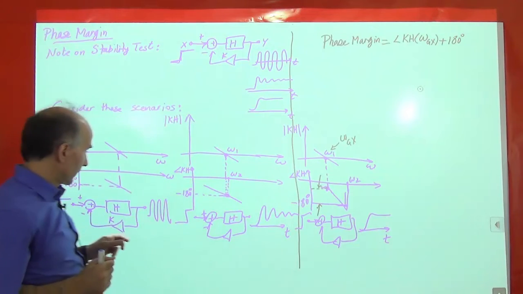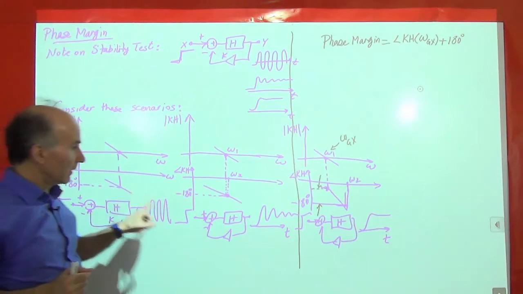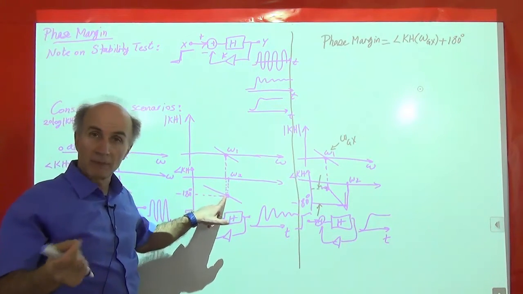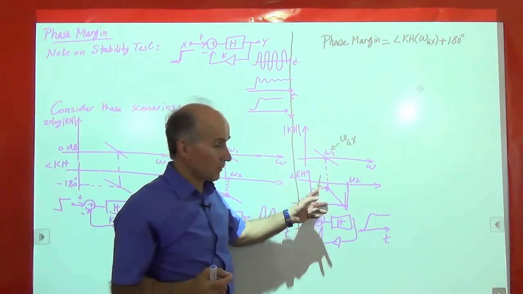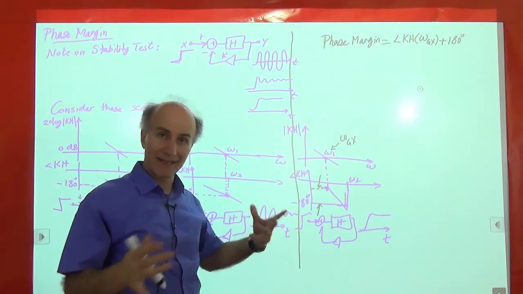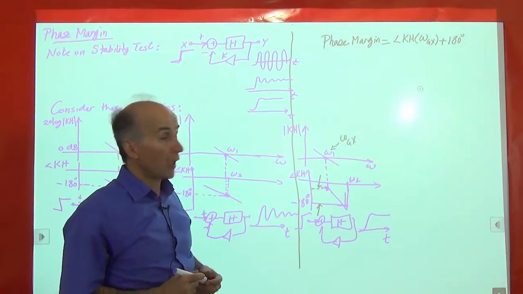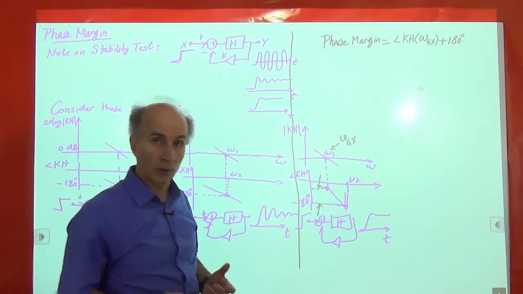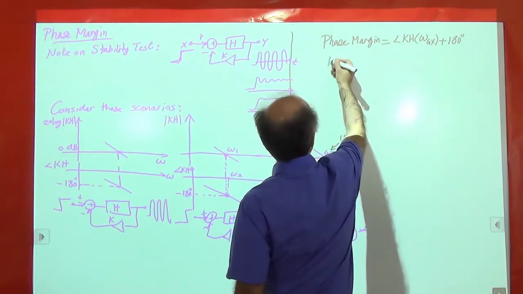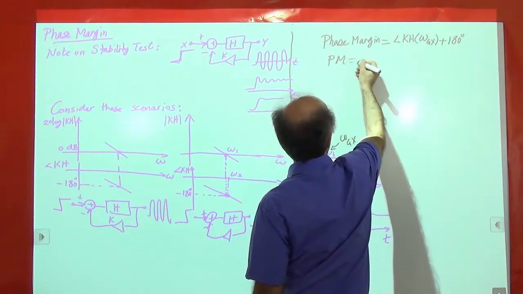Here, the phase margin is 0. Here, the phase margin is maybe 5 degrees. Here, the phase margin is 60 degrees, 70 degrees, 80 degrees. So that's the number that we use. How much phase margin should we shoot for? A rule of thumb is about 60 degrees.